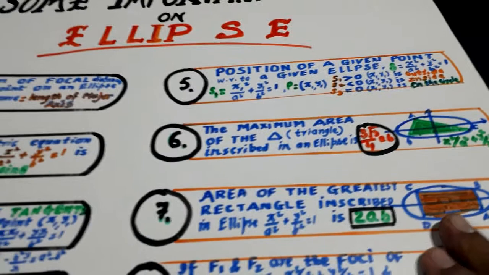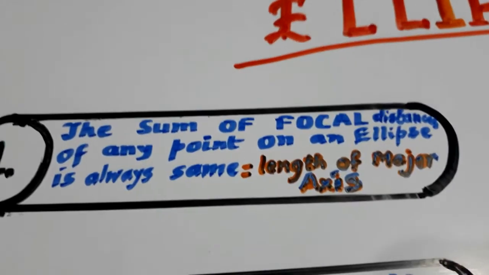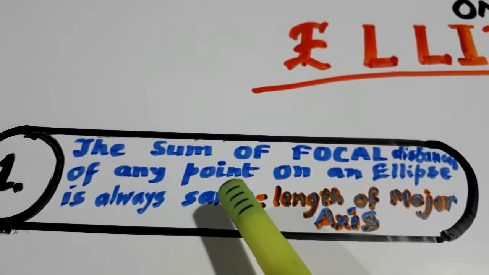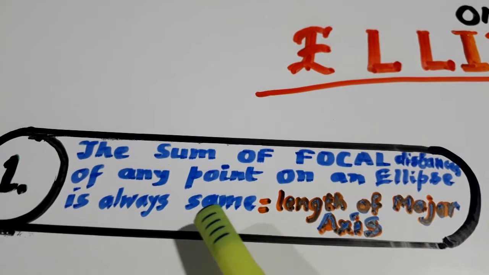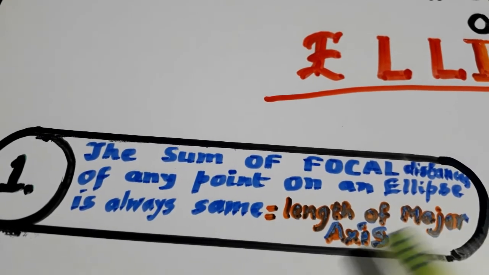These are the important concepts. The sum of focal distances of any point on an ellipse is always the same. That is, it is equal to the length of the major axis.